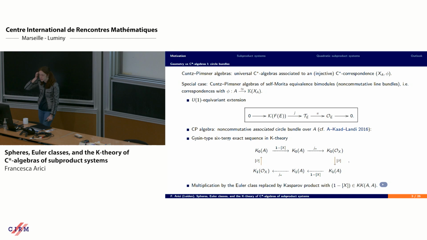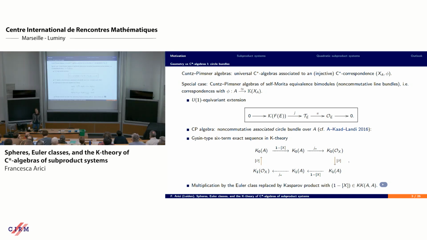I became interested in this one during my PhD, so now it's a long time ago. I'll just make a brief summary of why I was interested in Cuntz-Pimsner algebras. They are very interesting C-star algebras because they have computable K-theory, and they appear a lot as a unifying language for different examples of C-star algebras, like graph algebras, algebras associated to partial automorphisms, and so on.